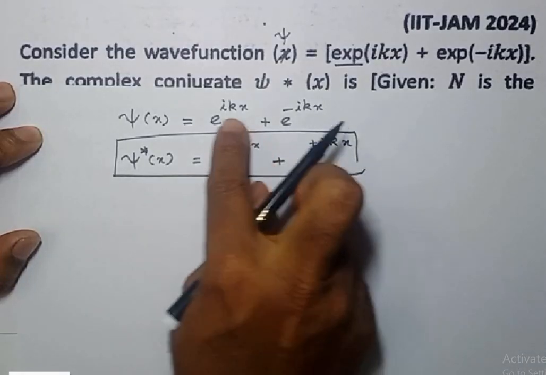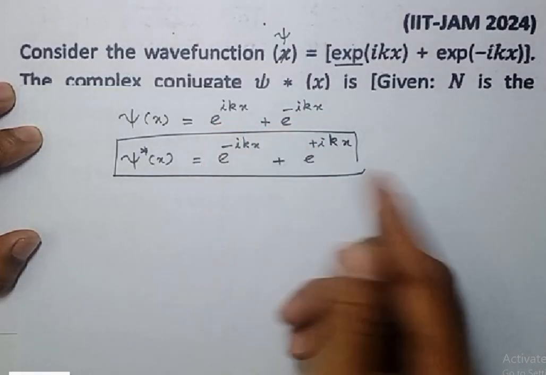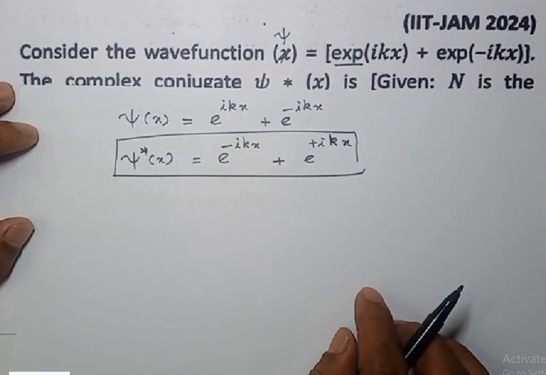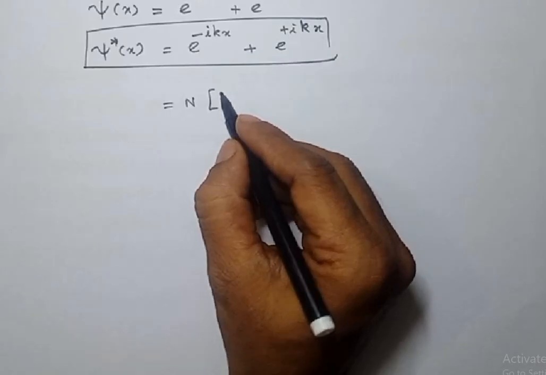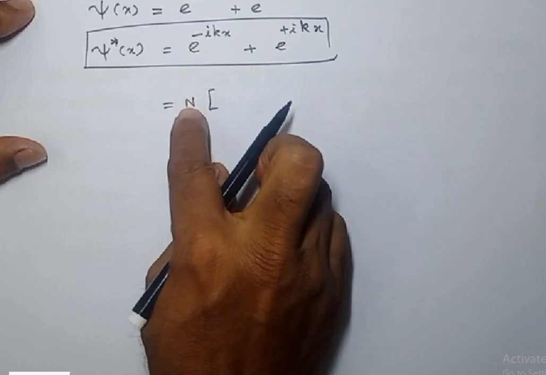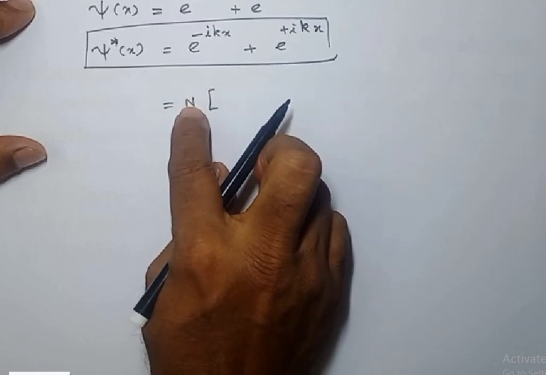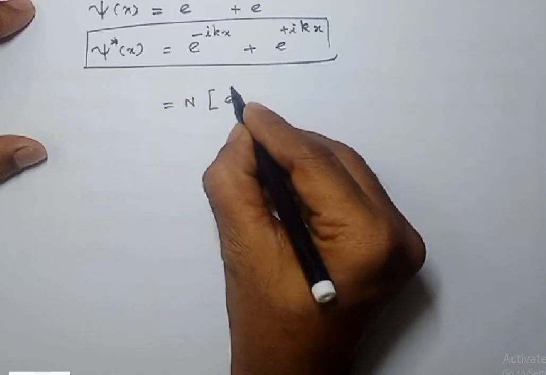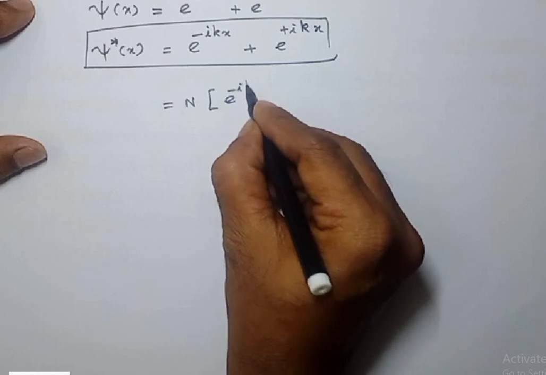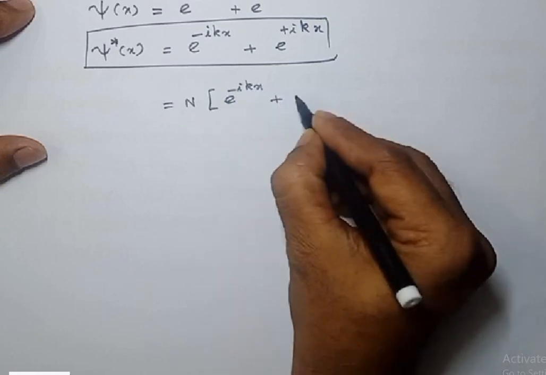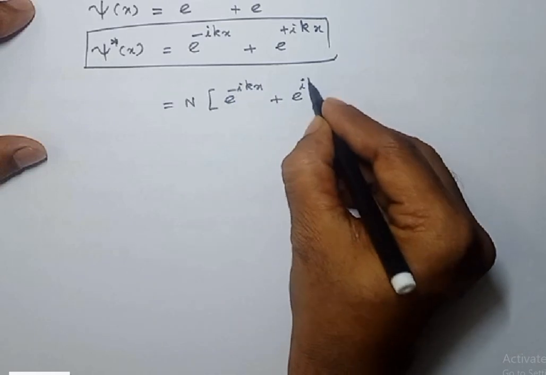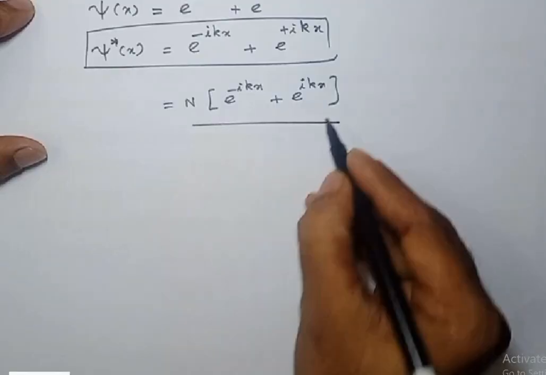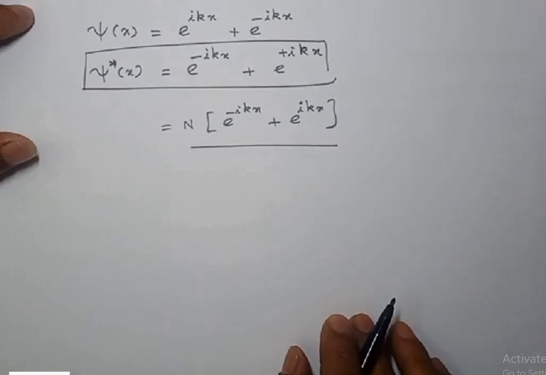Complex conjugate is nothing but psi, we are getting the same function. If you normalize the function, you will get some normalization constant. Let me take this N. So N into e power minus i kx plus e power plus i kx. Yes, this is the complex conjugate of the given function.